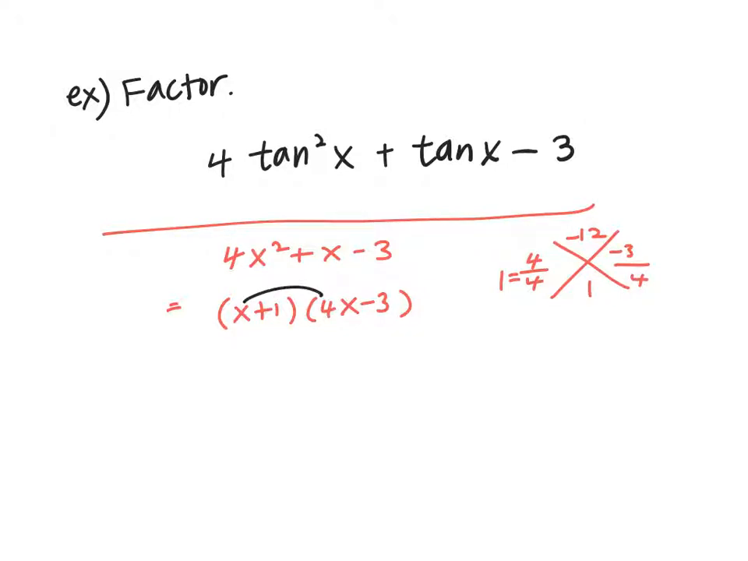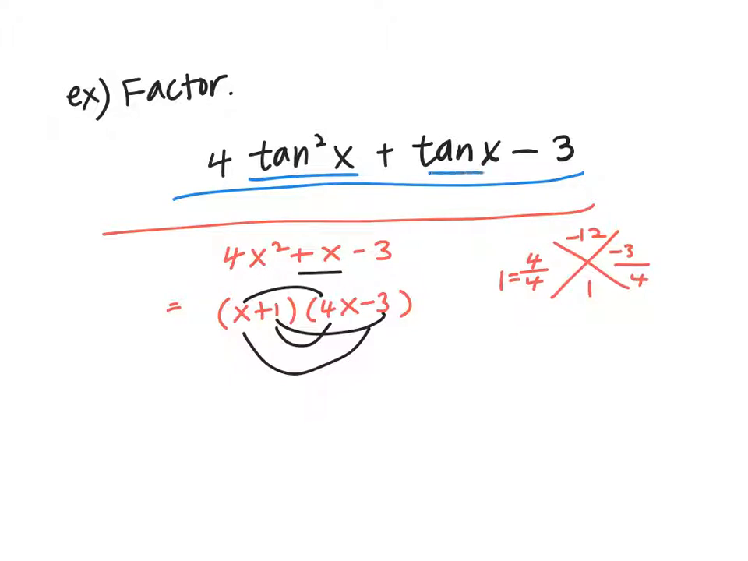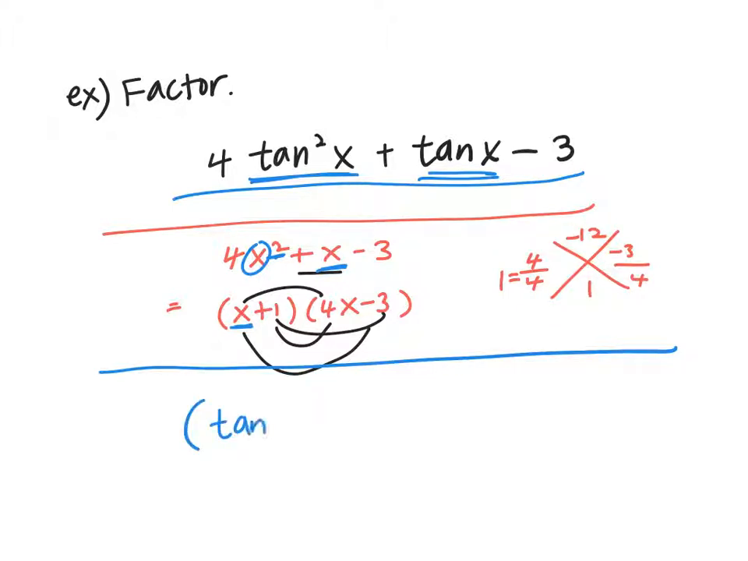Do a quick check. 4x squared, you get negative 3. Do a smiley face check. That's positive 4x, negative 3x, giving me a positive x. So you know you factored it correctly. Now, notice that here, instead of x, we have tangent of x, because of the tangent squared x and just tangent of x. So we're going to get the same thing. Everywhere we see x, we're going to substitute tangent. So our answer will be tangent of x plus 1 times 4 tangent of x minus 3.